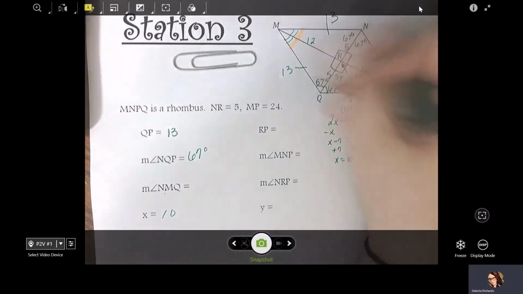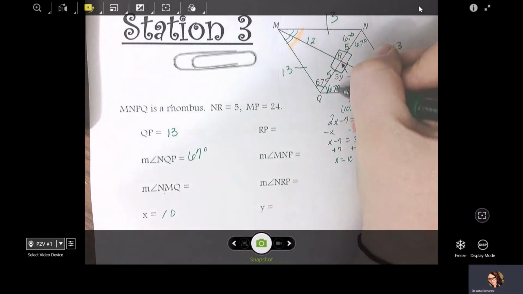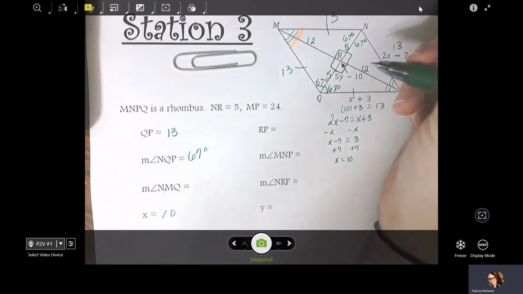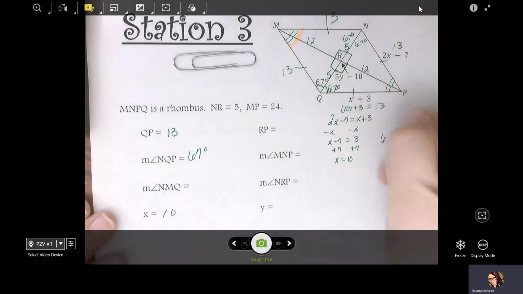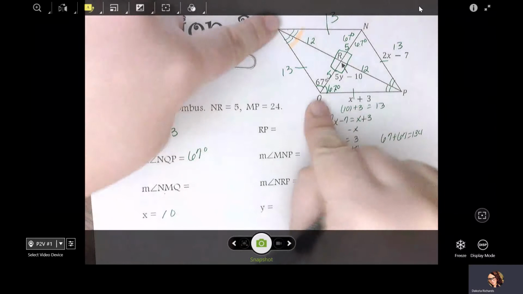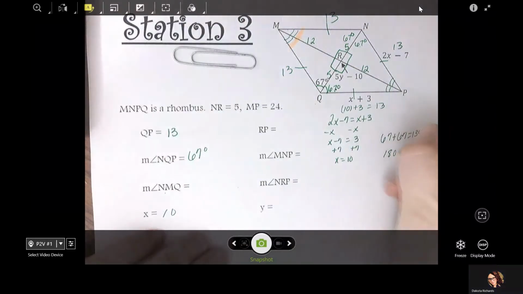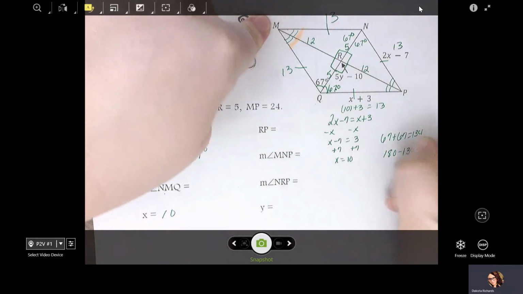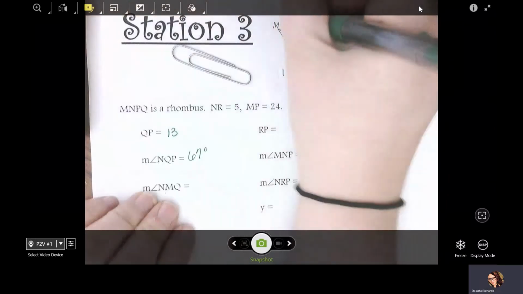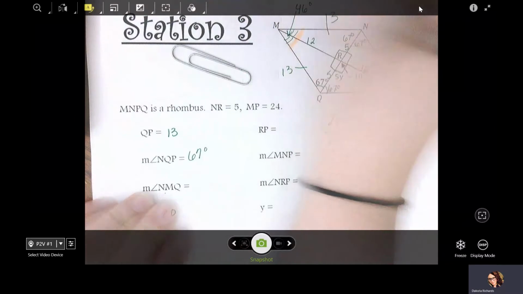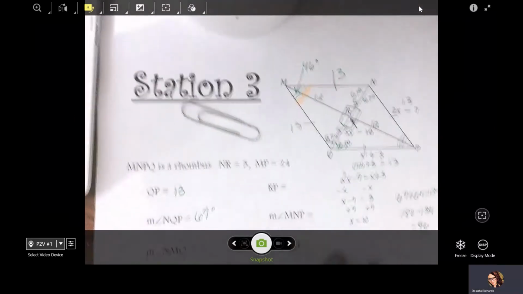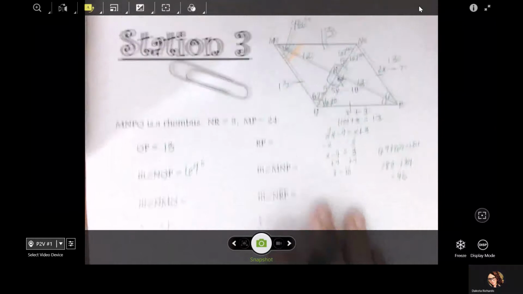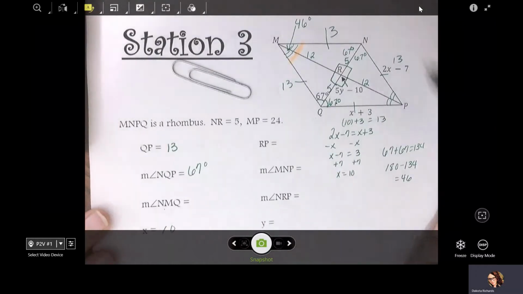Okay, so let's find out what Q is. Q is 67 and 67. So 67 plus 67 is 134. Okay, so these two added together equal 180. So 180 minus 134 should tell you that big angle. And that is 46. Okay, so that entire angle is 46 degrees. See that? All right. So the measure of angle NMQ is 46 degrees.